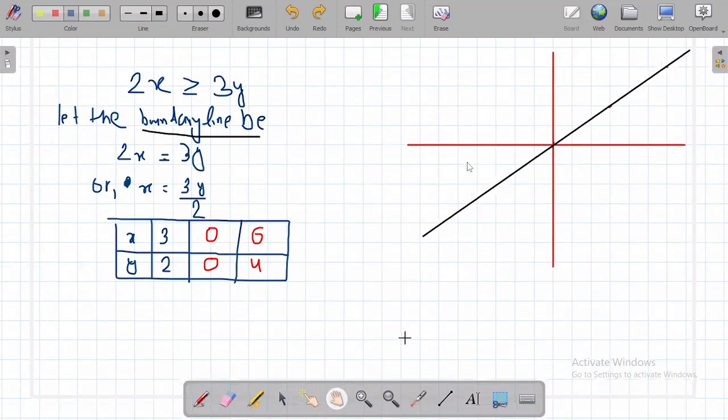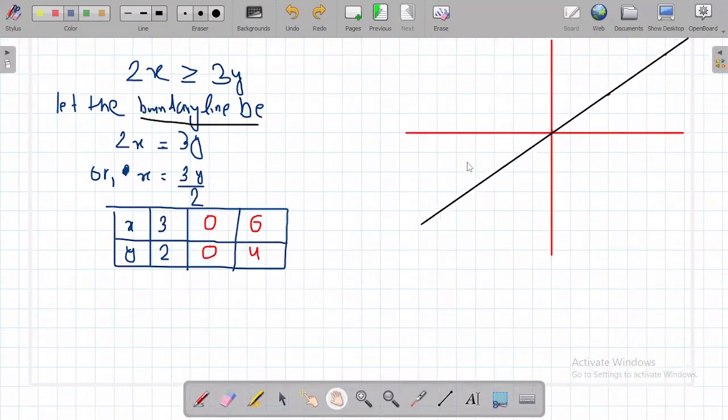Okay, so while testing, so here since the line passes through the origin, so we cannot take the origin of you.